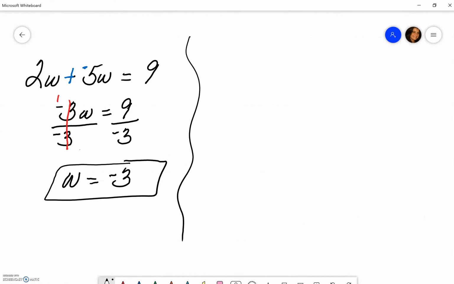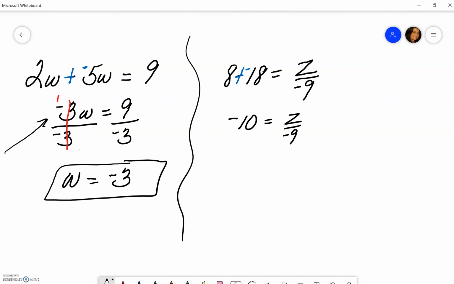Okay, now I'll put this alongside because I want to show you the difference between the two. Now the other example, if we had something like 8 minus 18, and that equals z over negative 9. So now you can see the difference between over here when it's multiplied versus when it's a fraction over here. So let's first take care of the left side of the equation. So remember, convert that to a plus, make that the opposite. So now we're going to go ahead and subtract it and take the sign of the larger number, which is a negative 10, equals, and I'm just going to rewrite this here, negative 9.